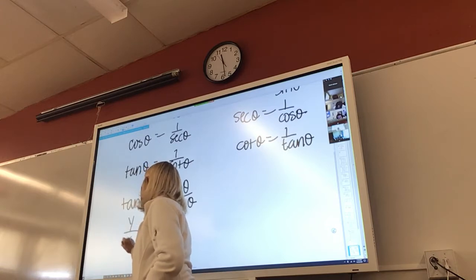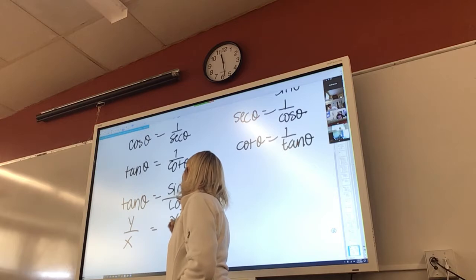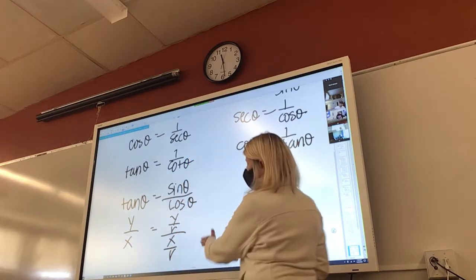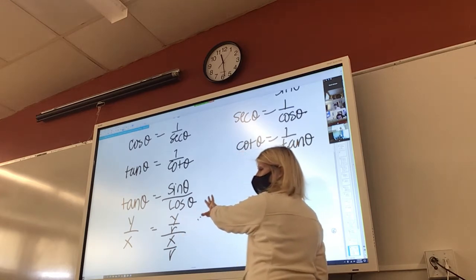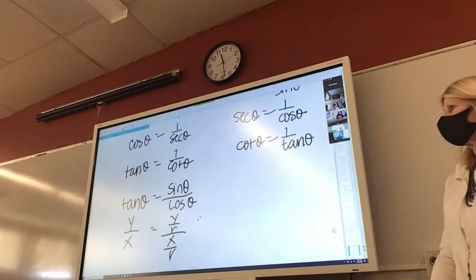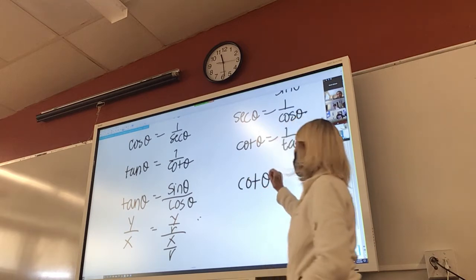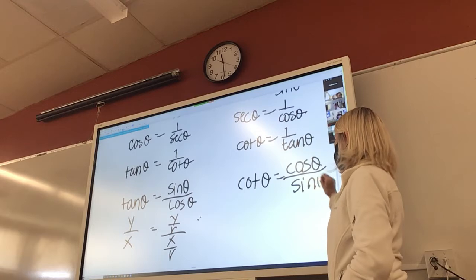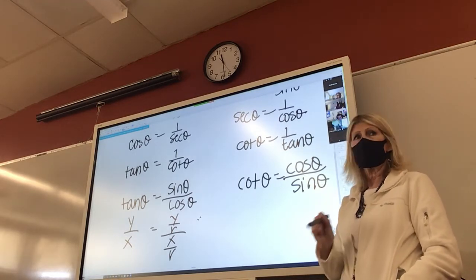Do you agree that tangent's y over x? Sine is y over r, and cosine is x over r. When you multiply the top here by the reciprocal, do you guys agree you get y over x? So your r's would cancel, and so you get y over x, right? Therefore, if tangent is that, cotangent is just the reciprocal. Are we in agreement? Okay, so you know that.